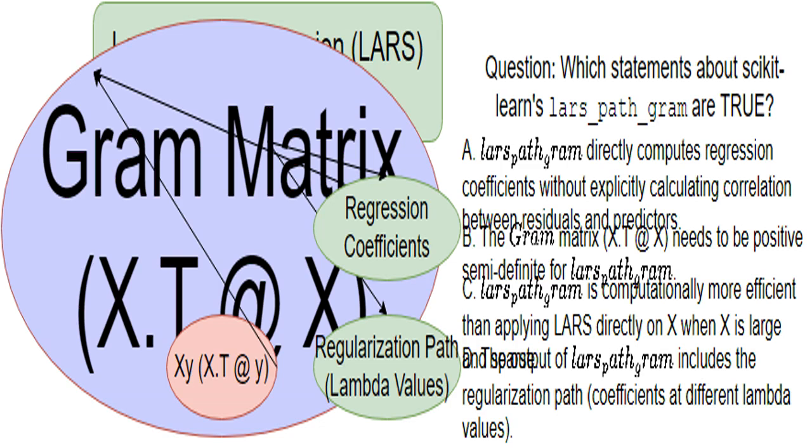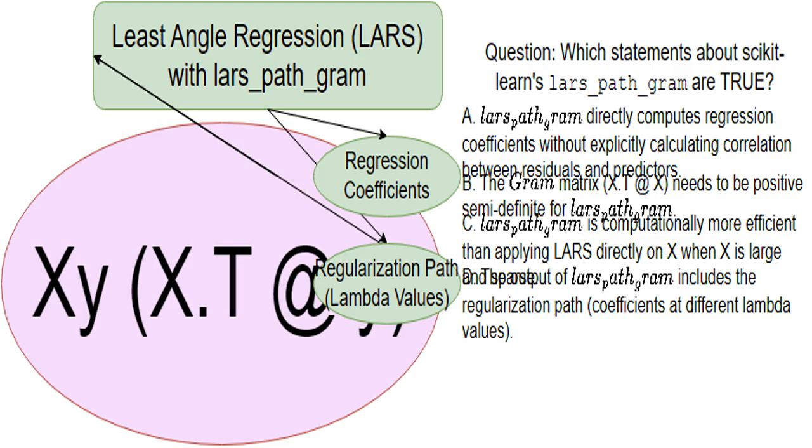The gram matrix is a shortcut. It's the result of multiplying the transpose of your data matrix, X, by itself, X. This compact matrix contains all the pairwise inner products of the columns in X, which is important information for LARS. By using it, lars_path_gram avoids unnecessary computations.